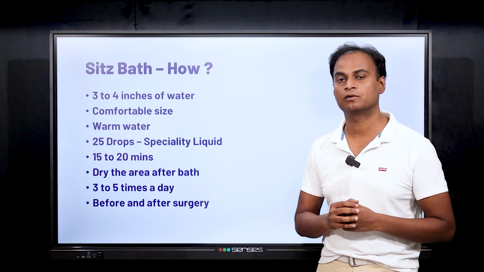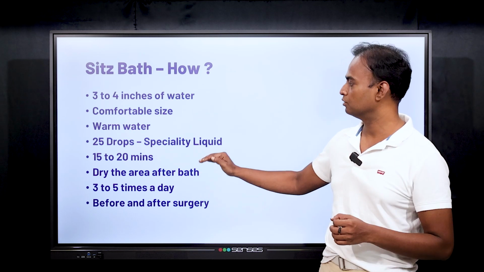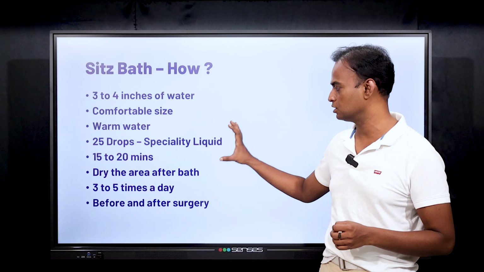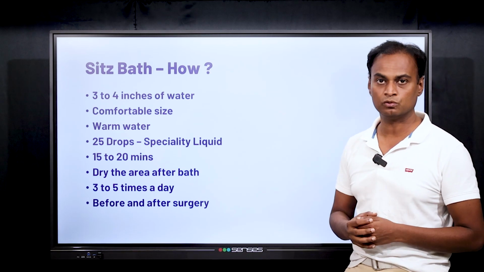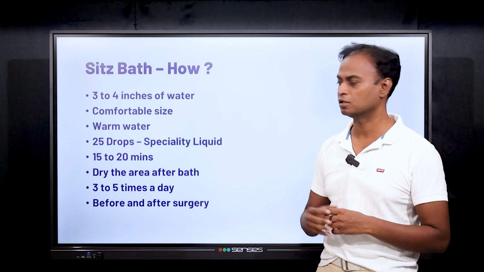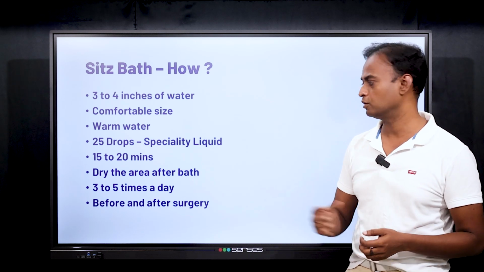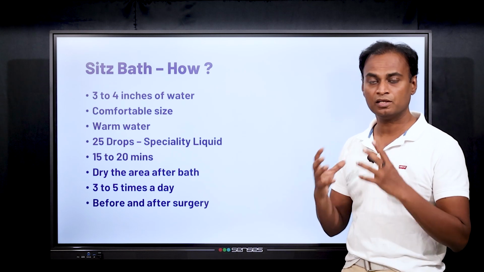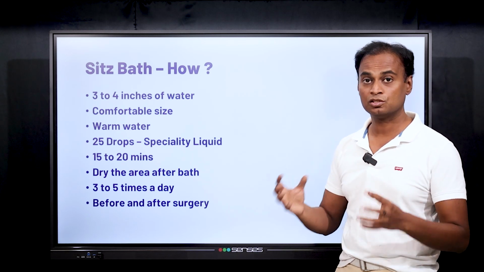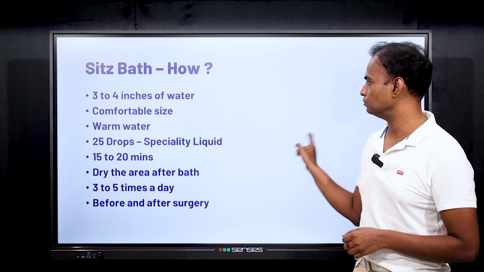How many times you have to do the Sitz Bath? You can do the Sitz Bath 3 to 5 times a day, for 15 to 20 minutes for each cycle. And when you have to do the Sitz Bath: when you have pain, or even before the surgery. If you are going for the surgery, before the surgery you can do it, even after the surgery you can do it, and even when you are taking the homeopathic treatment with us, you can do the Sitz Bath. Sitz Bath is very important. It helps you in a lot of ways.